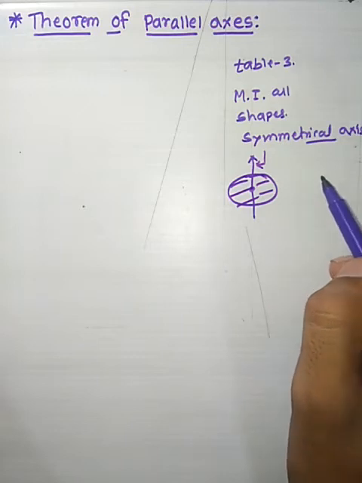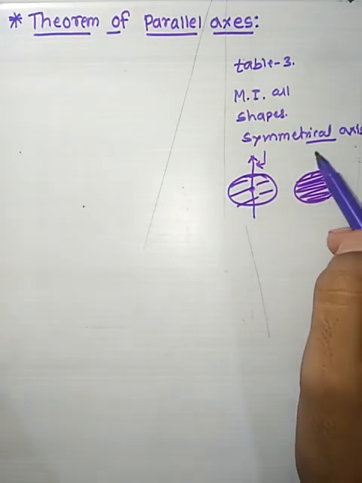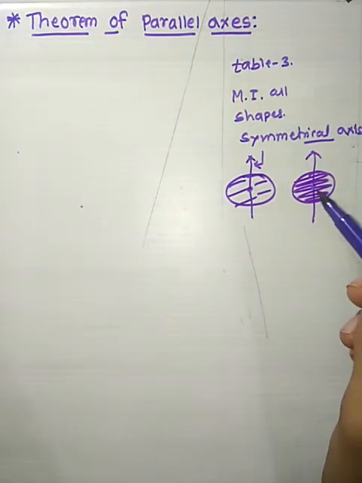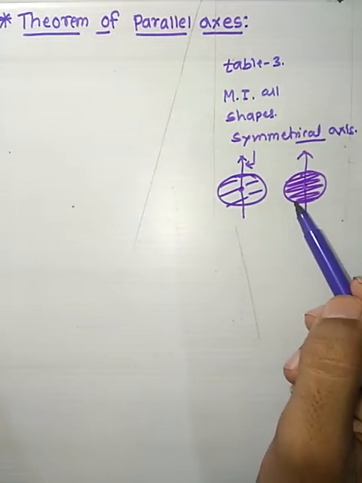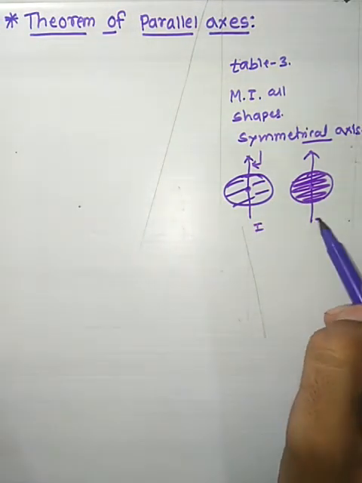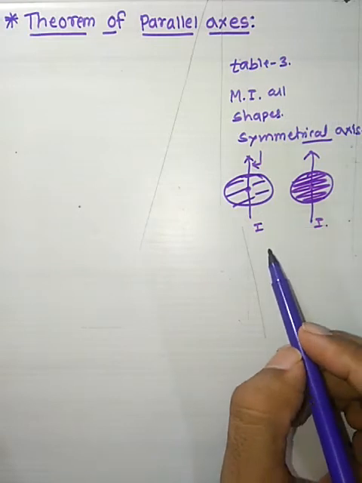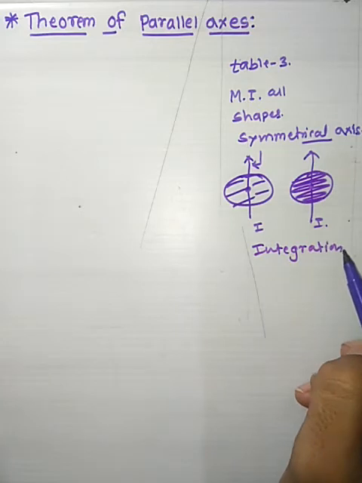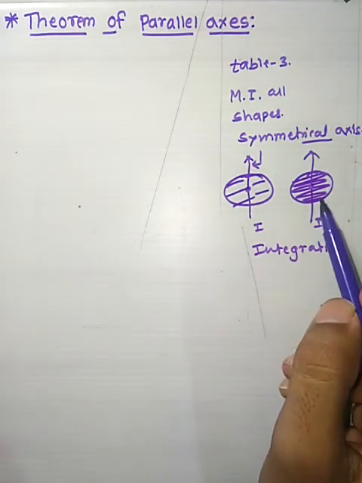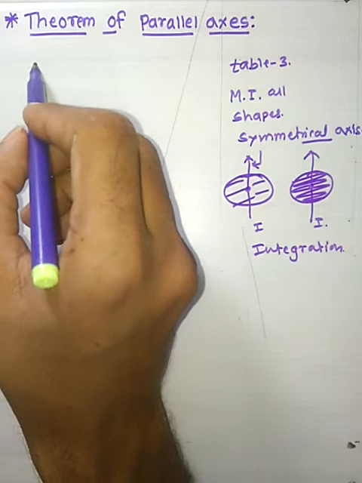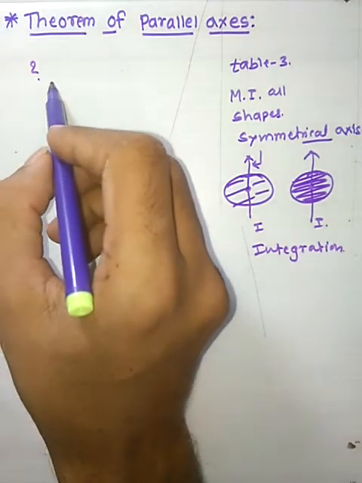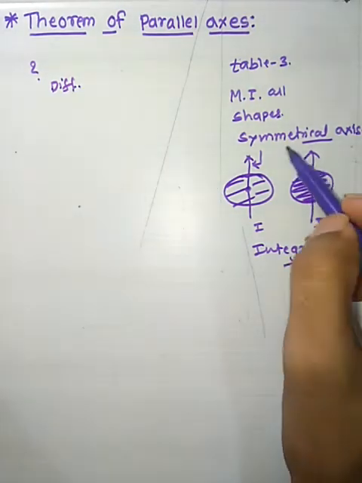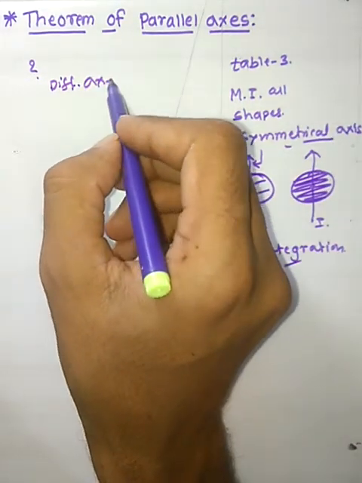Again, if you consider a disc-like structure and the axis is passing through its center, then it is said to be a symmetrical axis. But this kind of moment of inertia is found by a mathematical integration method. We use integration and find the moments of inertia of these bodies. But what about bodies with a different axis of rotation?